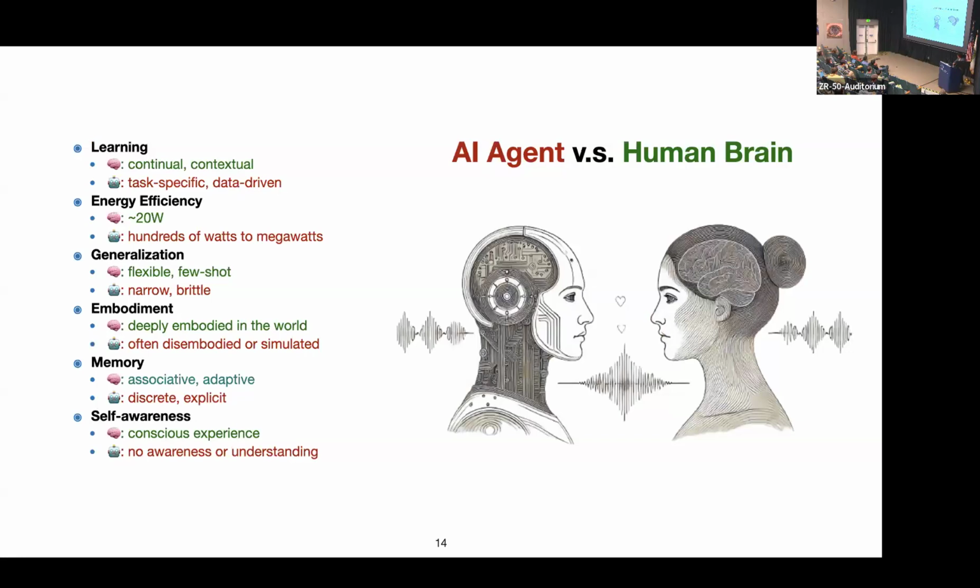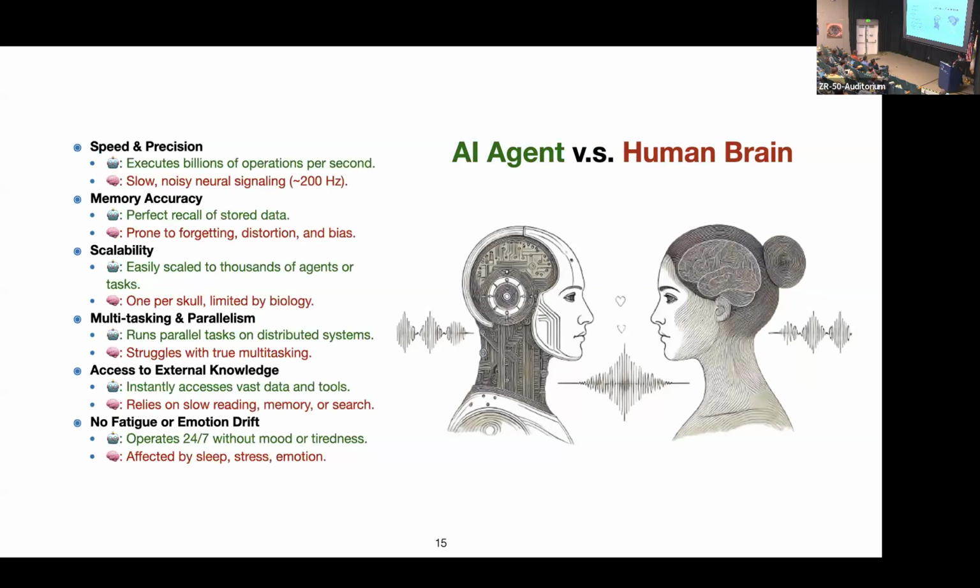If you compare a human brain and the current AI agents, we both have pros and cons, right? The good part of the human brain is that we are strong in continual learning, while AI models are relatively more task specific and data driven. We are definitely better in terms of energy efficiency, generalization, embodiment, memories, and self-awareness, where AI agents are relatively not so strong.